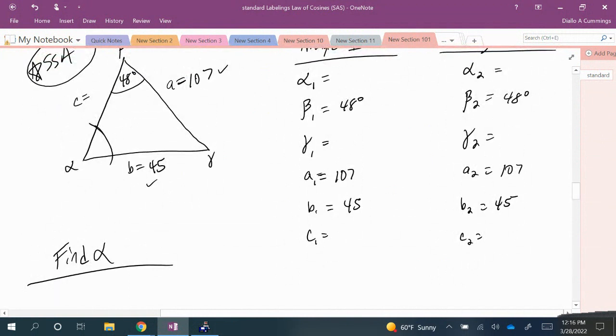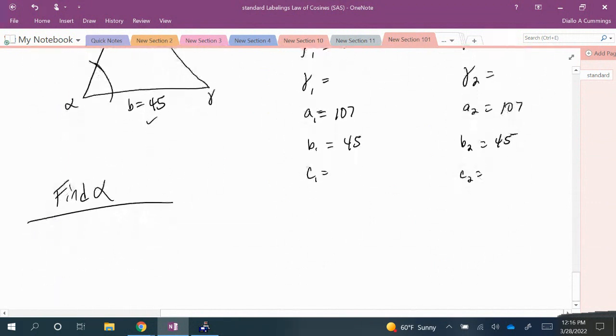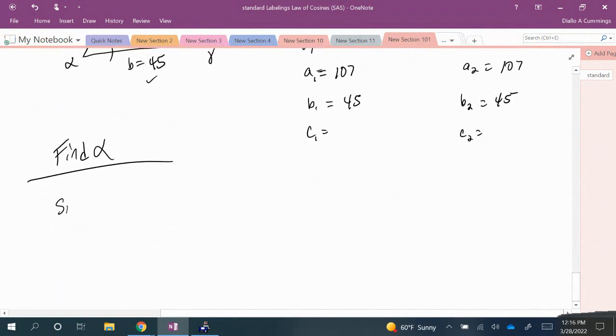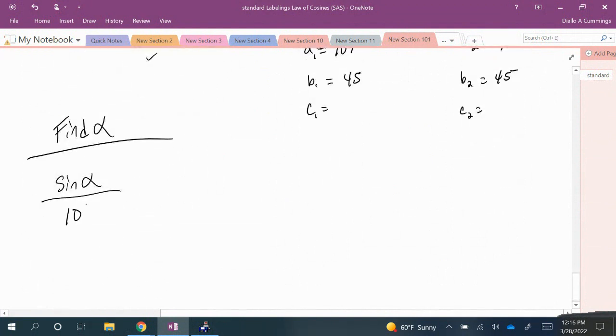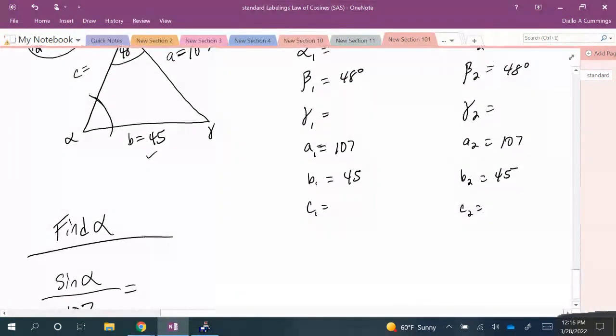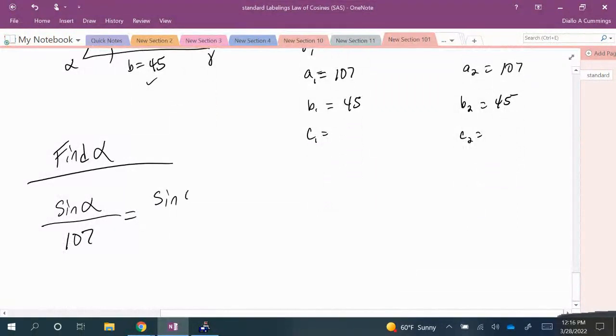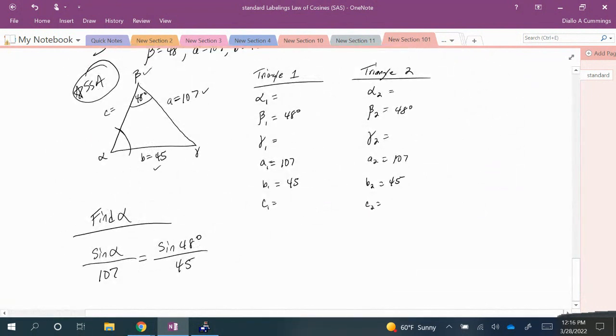But I'm not using the law of cosines, I'm using the law of sines. So the law of sines formula that I'm going to use is I'm going to take the sine of alpha divided by side length A, which is 107, and set that equal to the sine of 48 degrees divided by 45. So I can get it all on one screen. This is the law of sines proportion that I used.